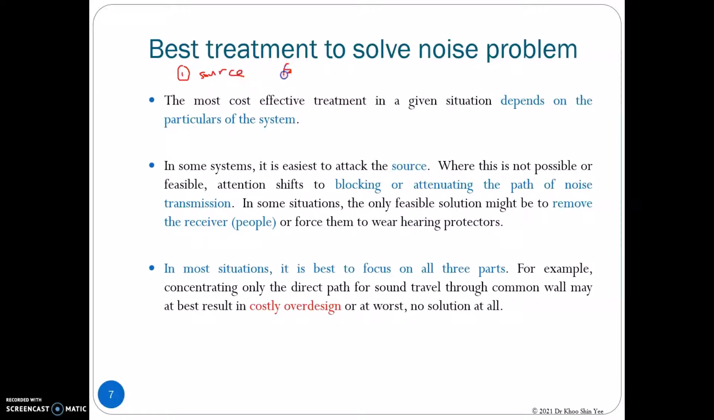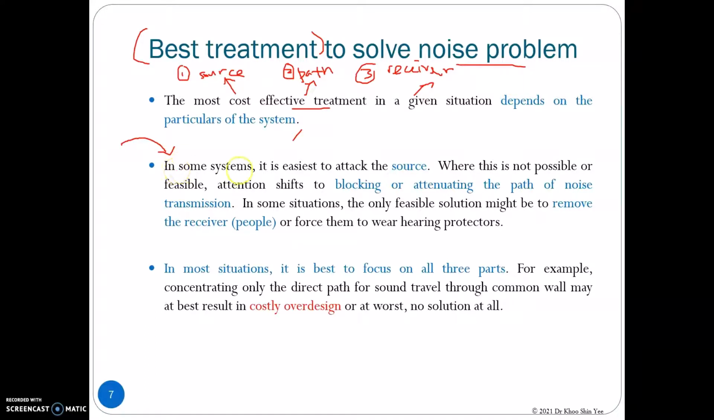Secondly, we can control the path. And lastly, we can control the receiver in order to solve some noise problem. But what would be the best treatment? Should we focus on the source, path, or the receiver? The most cost-effective treatment in a given situation depends on the particulars of the system. This is the rule of thumb to solve the noise problem.